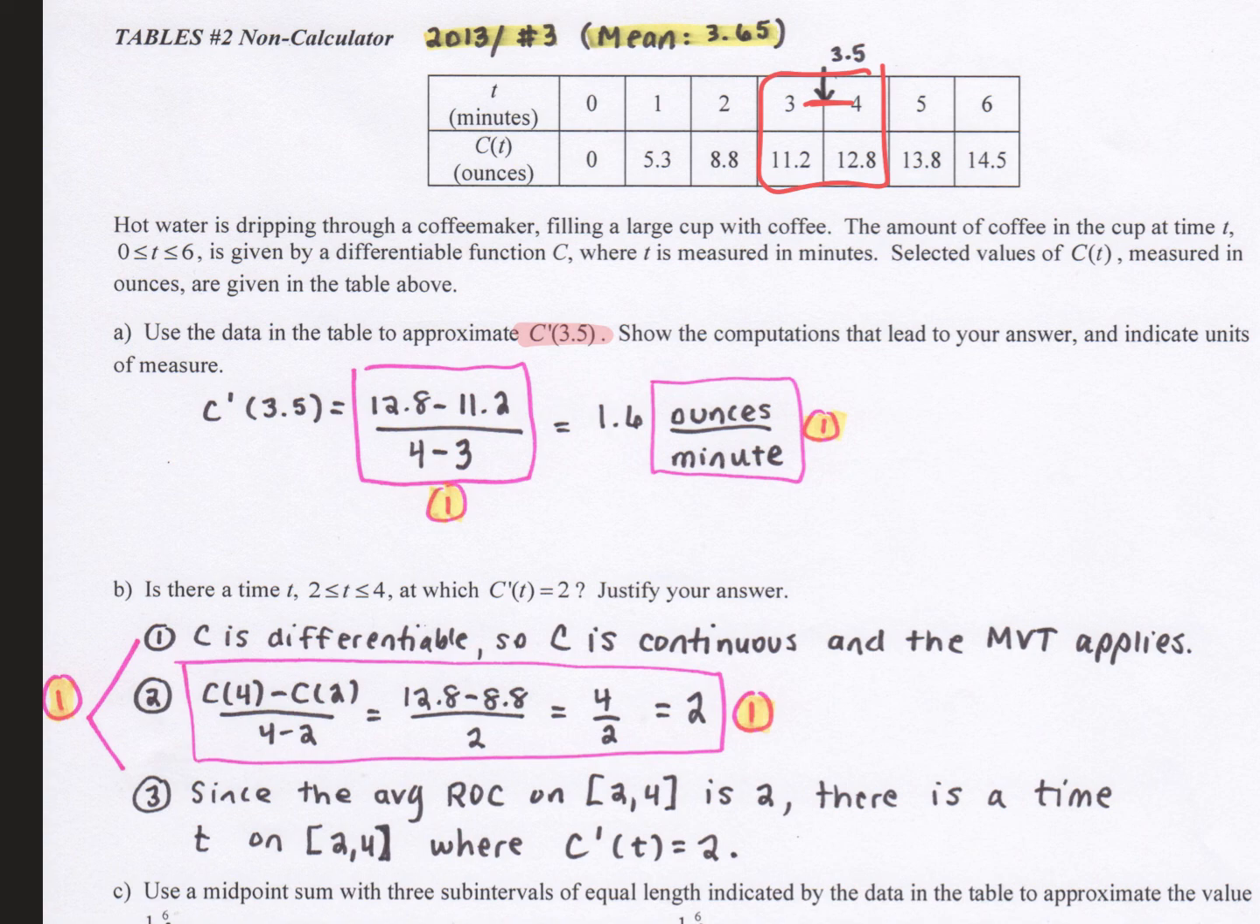I'm also asked to indicate units of measure. The 12.8 and the 11.2, their units are ounces. That means in my numerator, I'm going to write ounces. And the 3 and the 4 have a unit of minutes. So in my denominator, where the 4 and the 3 are, I'm going to write per minute. That unit will earn you the second point. The only time you have to indicate units of measure is if you're told in the problem that you have to indicate units of measure. Otherwise, you can just not do that.